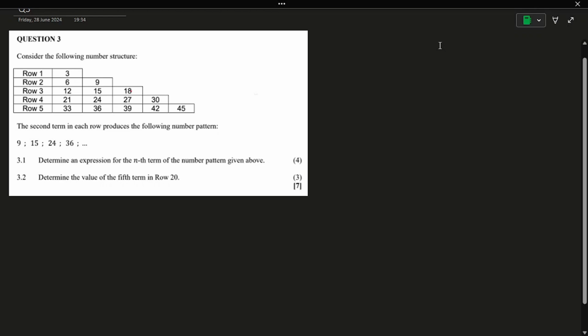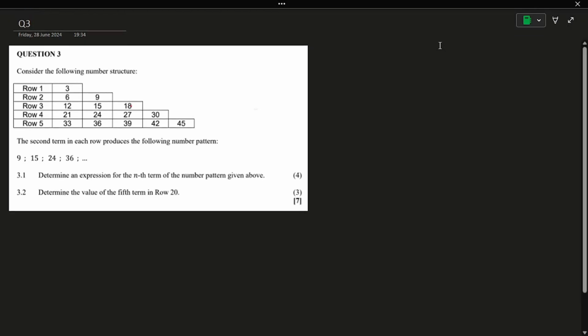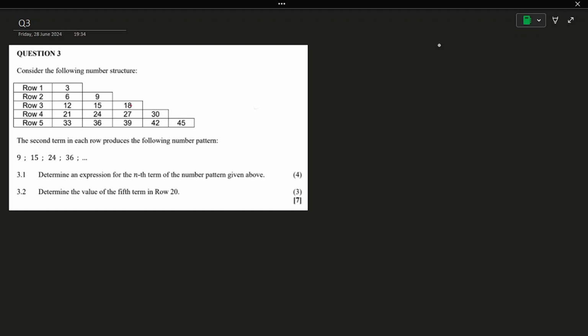Welcome to the third question of this trial and final exam preparation. We continue with question 3 from question 2 in the last video. So question 3 says, consider the following number structure.